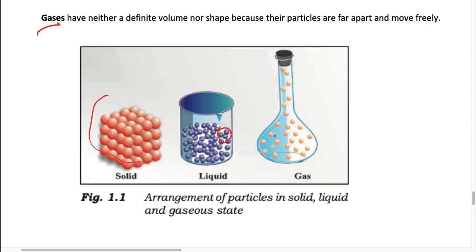In a gas, you can see the distance between two particles is very large, and that's why they can move easily. Due to their movement, we cannot say that a gas has a fixed shape. We cannot define its shape. The reason is the particle arrangement. So we can simply say that according to the particle arrangement, we can characterize the state of matter.